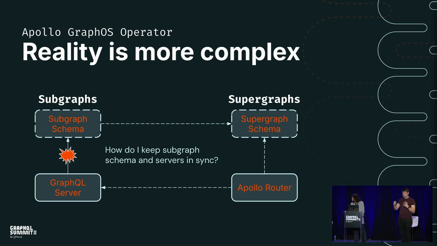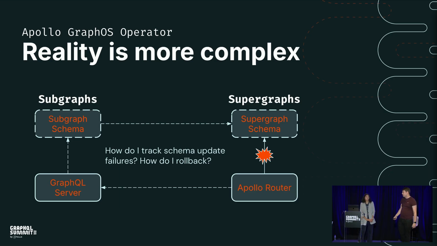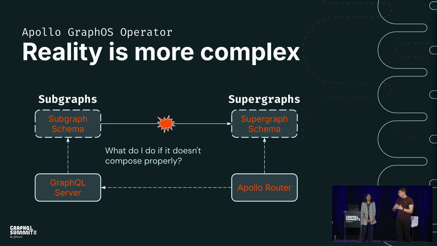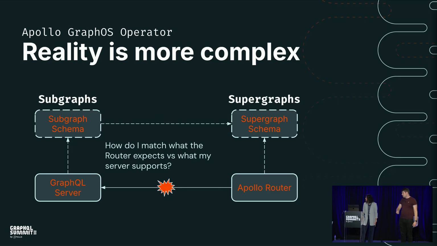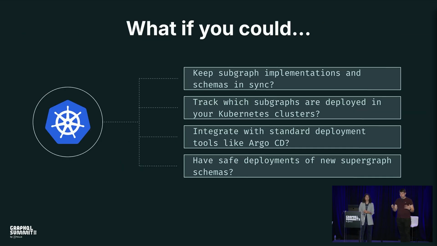Because there are so many potential issues. How do you keep schema in sync between your server and your schema itself? How do you track schema update failures? How do you roll back? What do you do if things don't compose properly? Where do errors go? And how do you match what your router is expecting with what the server actually supports? There are so many different integration points and places where you've got to keep things in sync that managing this whole thing is so challenging.